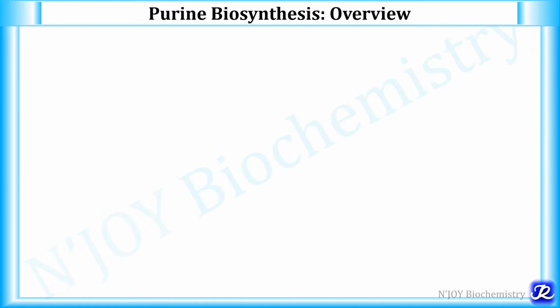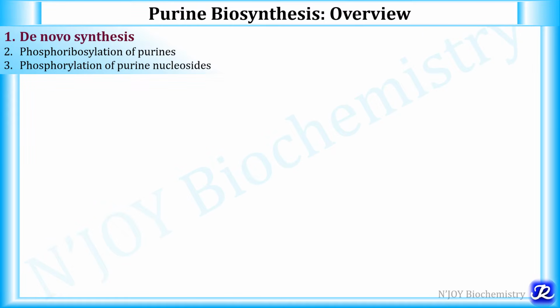Let's see the overview of purine biosynthesis. Humans can synthesize both purines and pyrimidines, and that's why the dietary intake of nucleic acid and nucleotides is non-essential. The purine biosynthesis can occur in three ways. The first and most important is de novo synthesis of purines, second is phosphoribosylation of purines, and third is phosphorylation of purine nucleosides.